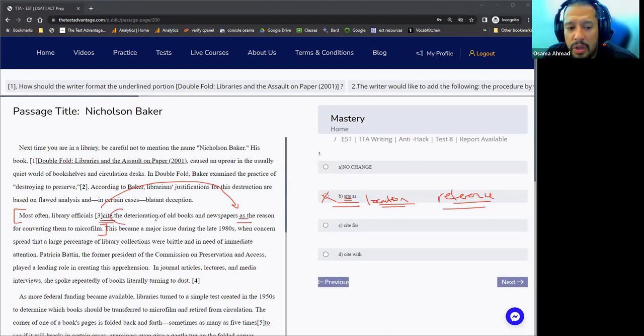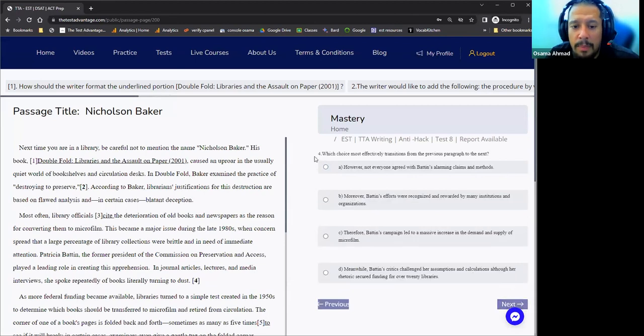Cite the deterioration of old books and newspapers as the reason. So our preposition خلاص مربوطة مع, or idiomatic phrase خلاص complete هنا. Please read the full sentences. So cite for ما ينفعش أحط preposition. Cite for the deterioration of old newspapers as the reason. No, you're not citing for, you're citing as. That's the correct preposition. وخلاص موجودة في الجملة. ليه أحط واحد كمان, right?